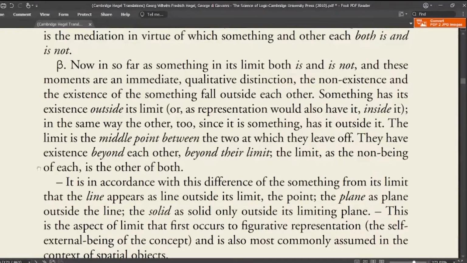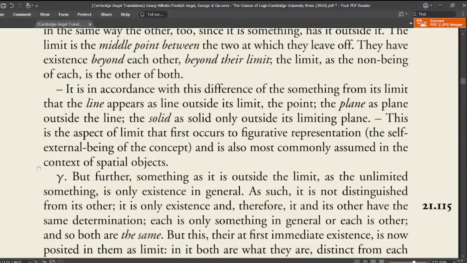It is in accordance with this difference of the something from its limit that the line appears as line outside its limit, the point, the plane as plane outside the limit, the line, the solid as solid only outside its limiting plane. This is the aspect of limit that first occurs to figurative representation, the self-external being of the concept, and is also most commonly assumed in the context of spatial objects.